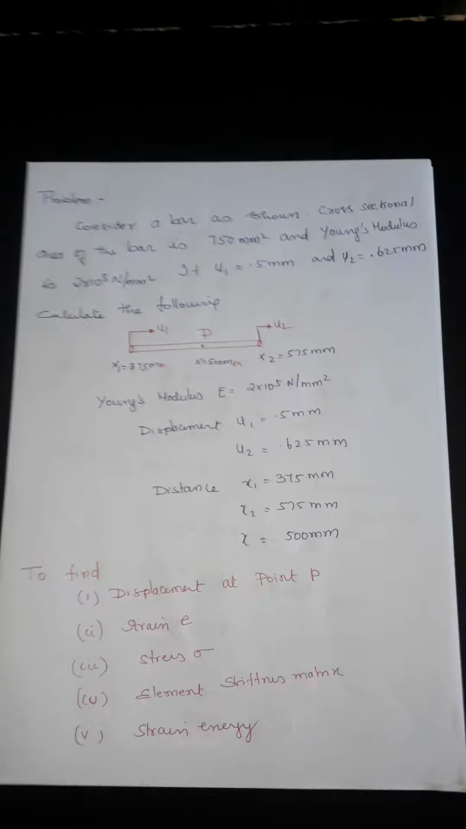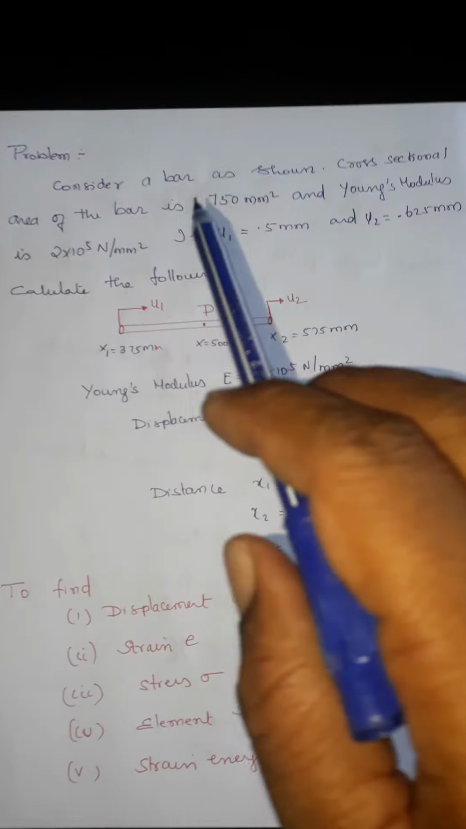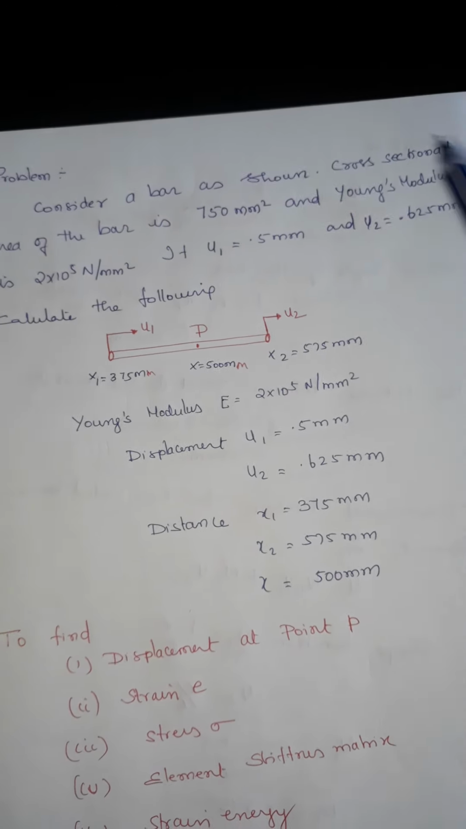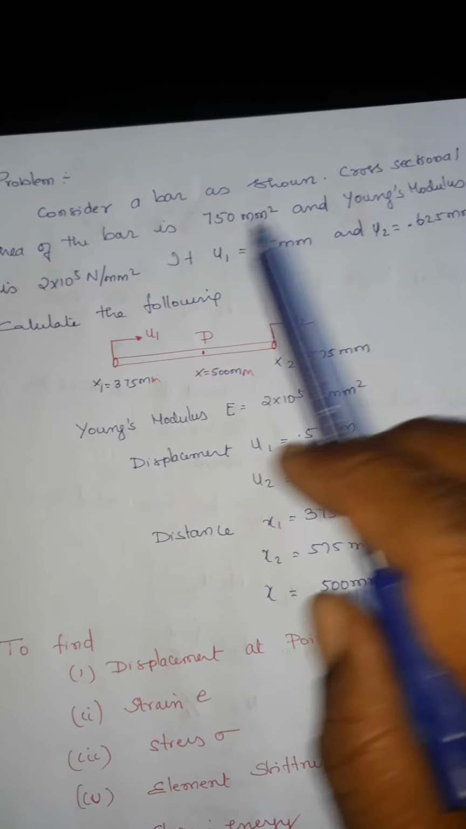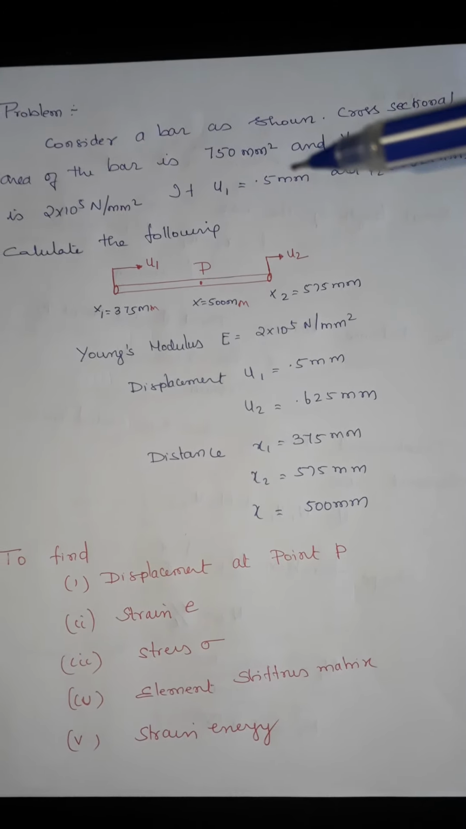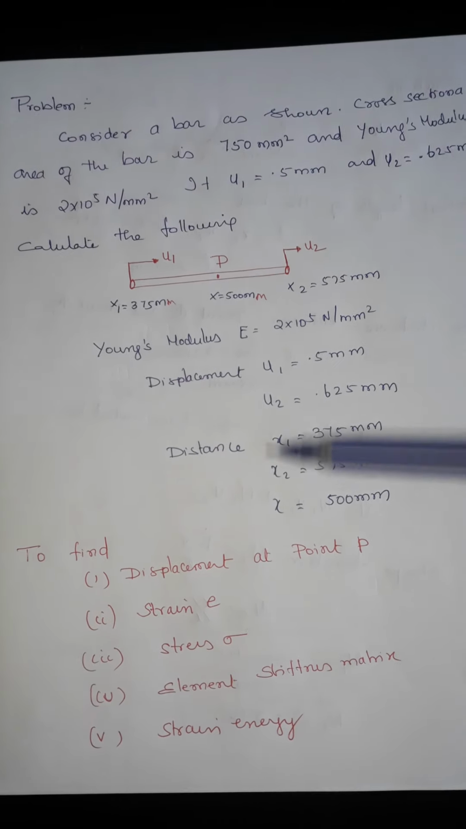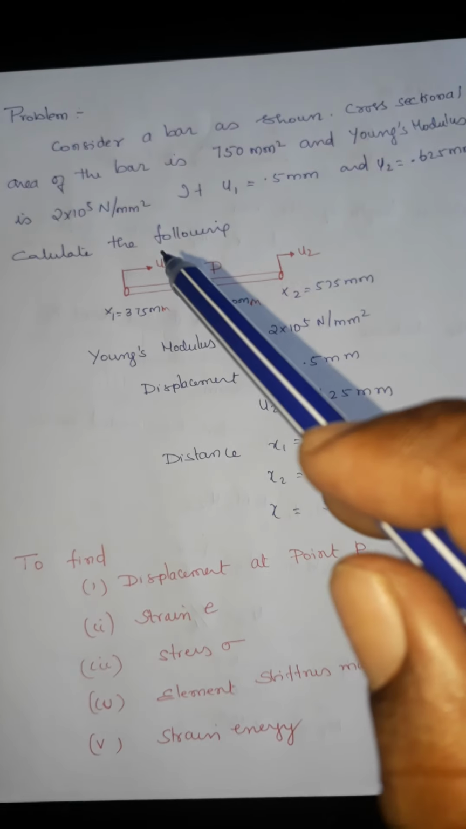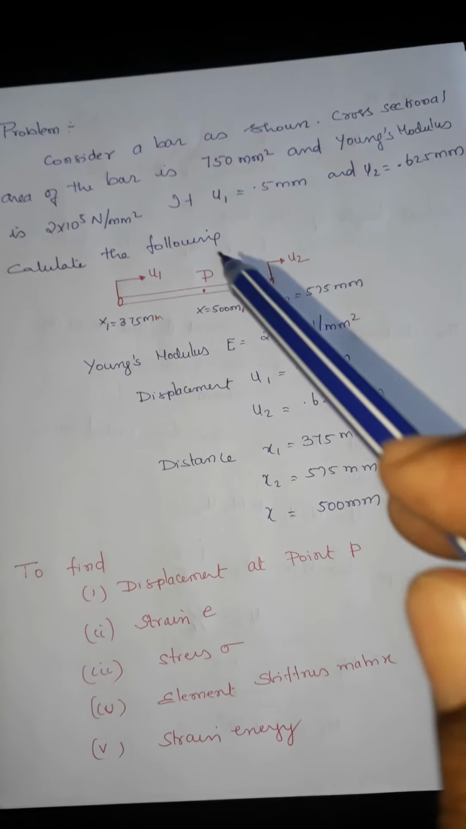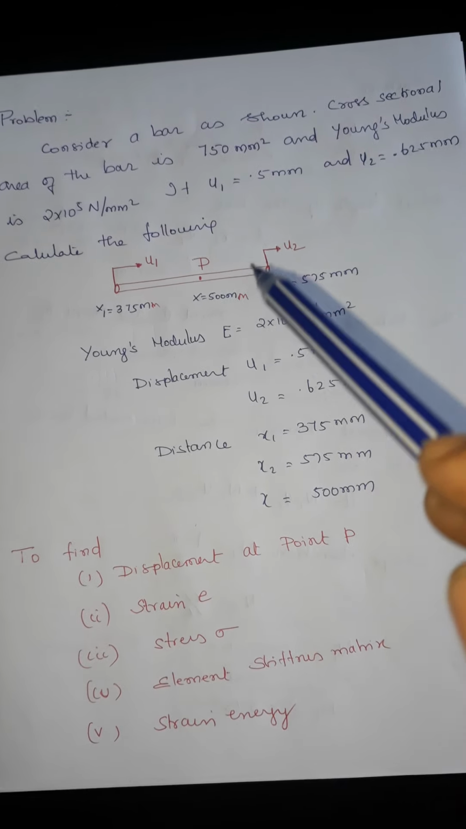So consider, now we will see the bar. Consider a bar as shown, cross-sectional area of the bar is 750, Young's modulus is this one, U1 is 0.5 mm, U2 is 0.625 mm. The problem is given, this is the bar, and they have given U1 and U2, the displacements that the bar has, and at the point P we have to find the displacement.